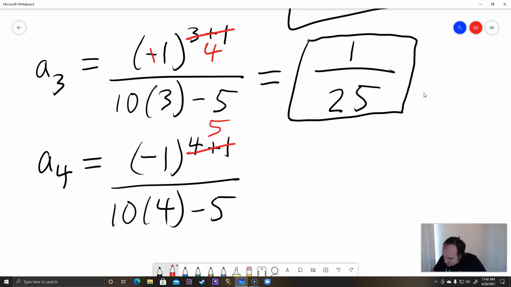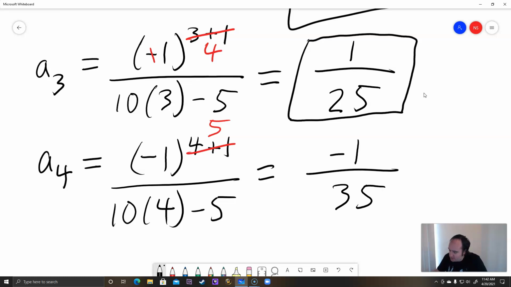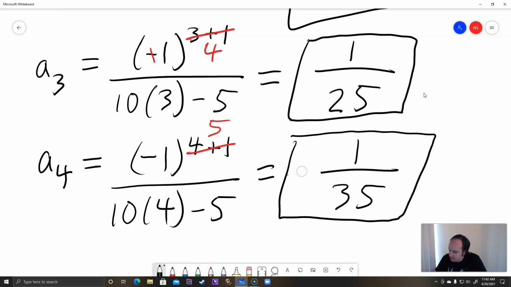so that's going to be negative. Okay, so we're going to have -1 on the top, and then on the bottom, 10 times 4 is 40, and then 40 minus 5 is 35. So our denominator is going to be 35, and then if we bring the minus out front, we actually get -1 over 35. Okay?